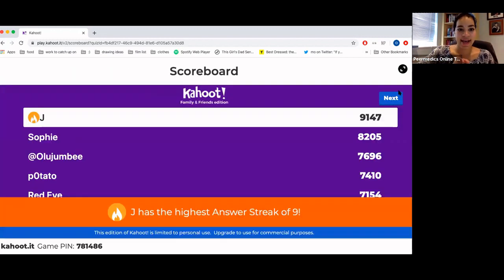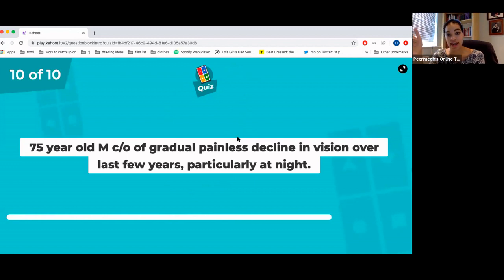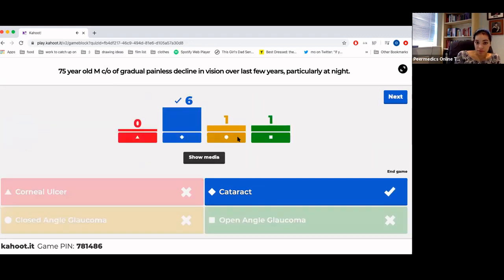Okay, last question, I think. See, Jay's on top four here. Come on now, could he be pipped to the post? And number 10. A 75-year-old male with a gradual painless decline in vision, particularly at night, and it's over a few years. Okay, well done, guys. So cataract again.